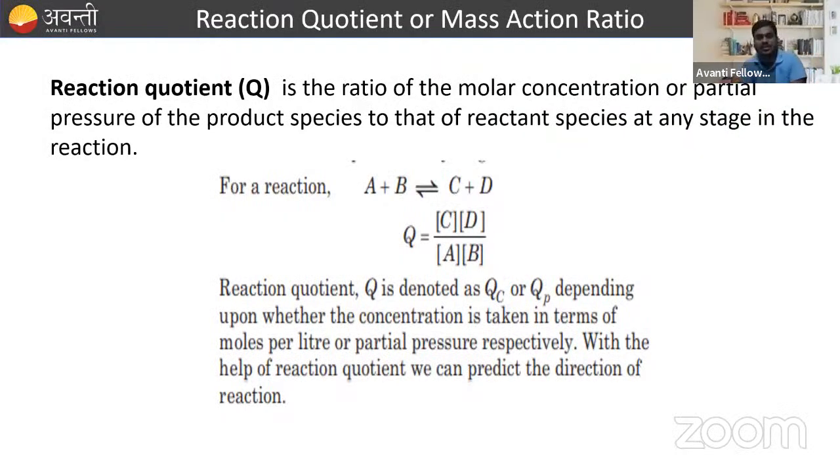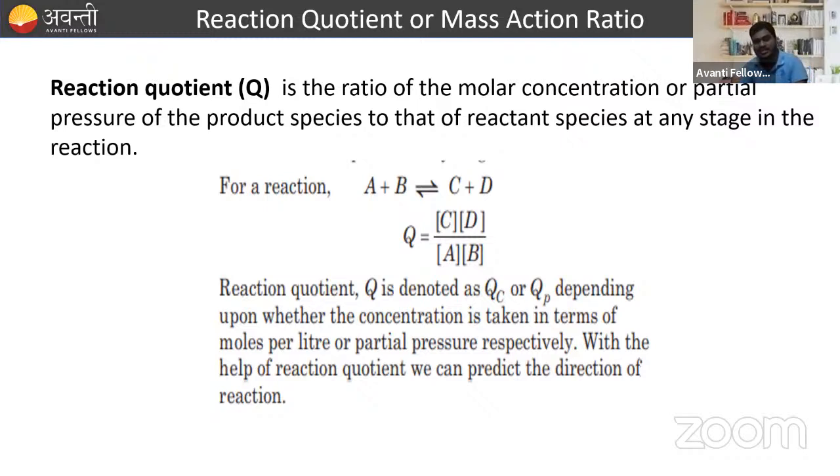Next, reaction quotient or the mass action ratio. This one is very important, because the relationship between the reaction quotient and equilibrium constants generally comes in exam questions. So what is this reaction quotient, or mass action ratio? Basically, the reaction quotient is the ratio of the molar concentration or partial pressure of the product species to that of reactant species at any stage in the reaction.